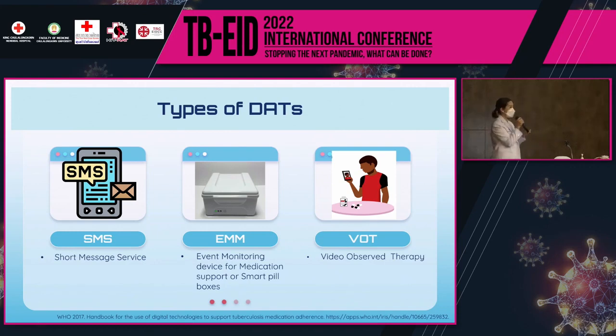For the types of DAT, according to the WHO guideline on the use of digital technology to support tuberculosis treatment, there are three types. First is short message service, or SMS, and then the event monitoring device for medication support, or smart pill box, and video support, or video observed therapy, VOT. I will go into detail on each type.